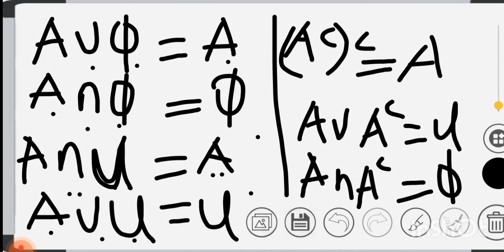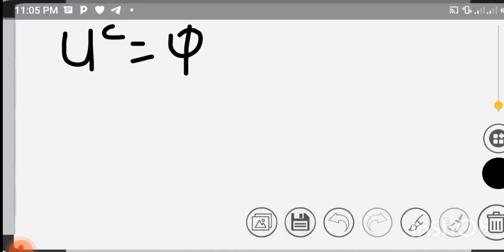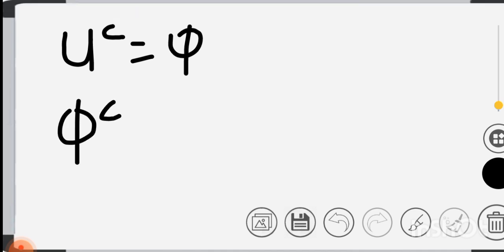It's very, very important. Then we have another law, which is the complement law. One of these is that if you have the complement of the universal set, it becomes an empty set, while the complement of an empty set becomes the universal set. So that is what we call the complement law.